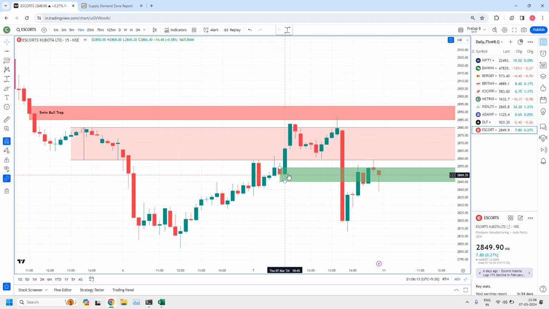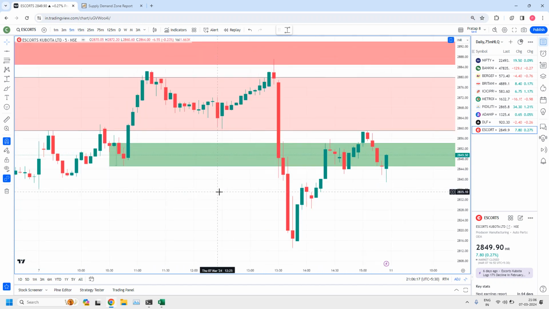So anyway, it reached the target. Let us go to the 5 minutes time frame. Within 10 minutes our trade is finished. At the 13.25 candle, you got the target. At the 13.30 candle, it reached the target. In just 10 minutes, you finished your trade.